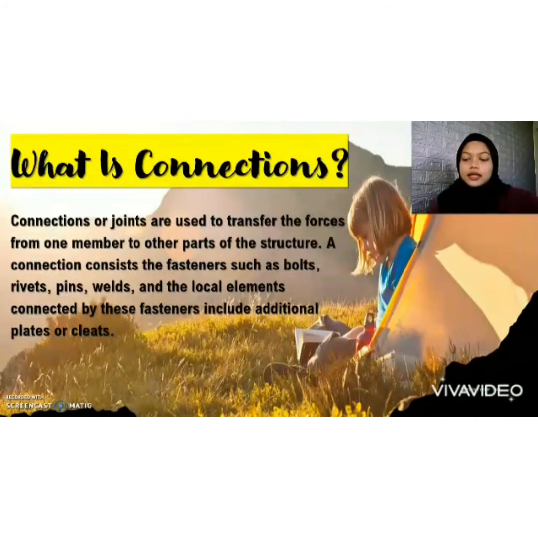What is connection? Connection or joint are used to transfer the forces from one member to other parts of the structure. A connection consists of fasteners such as bolts, rivets, pins, welds, and the local element connected by these fasteners include additional plates or clamps.